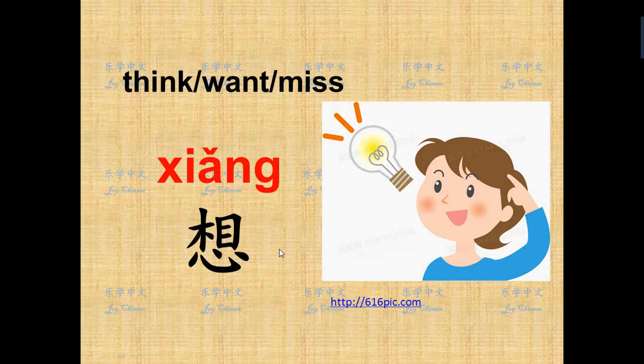Next character is think, or want, or missing. I think you should do something, or I want you to do something, or I miss you. So it's more like a feeling from your mind. It's a combination of xi and iang with a third tone. Xiang, xiang.